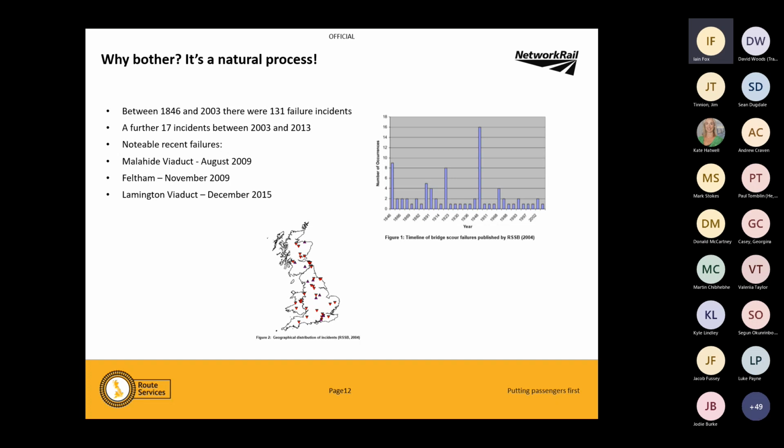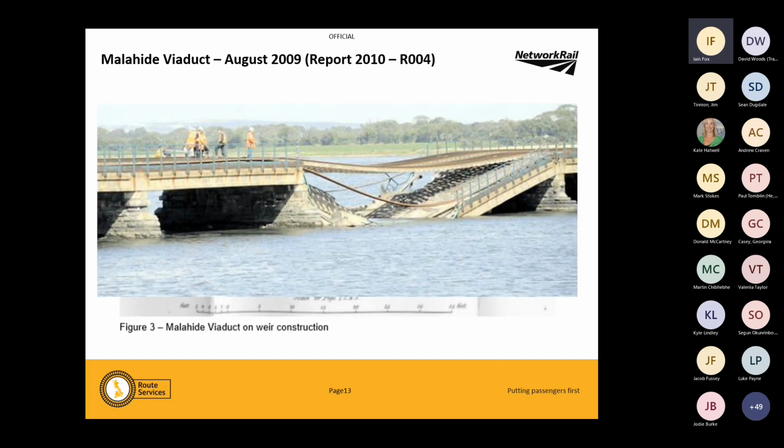So let's have a look at a few different failures then. We're going to have a look at three. We're going to have a look at one in Ireland, which is Malahide Viaduct, which happened in 2009. We're going to have a look at Feltham, which also happened in 2009. And then we're going to have a look at Lamington, which you've probably all heard of, which happened in December 2015. So Malahide Viaduct, the RAIB report number is there if you want to look this up.